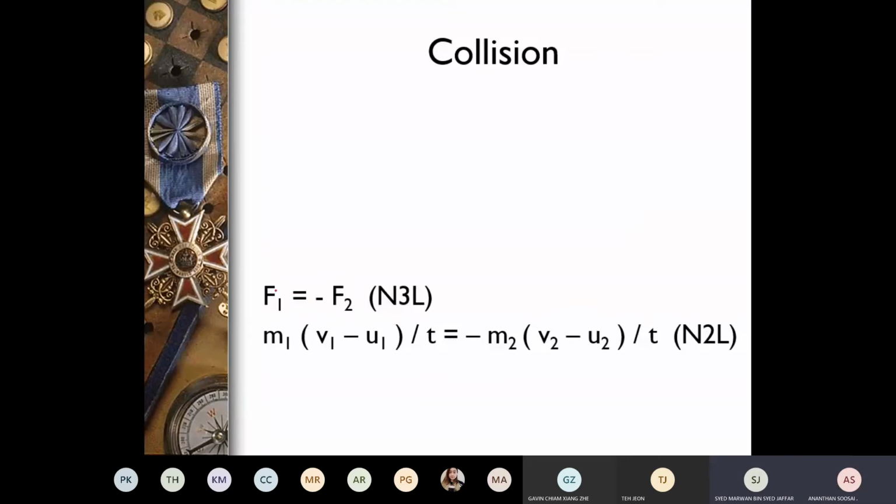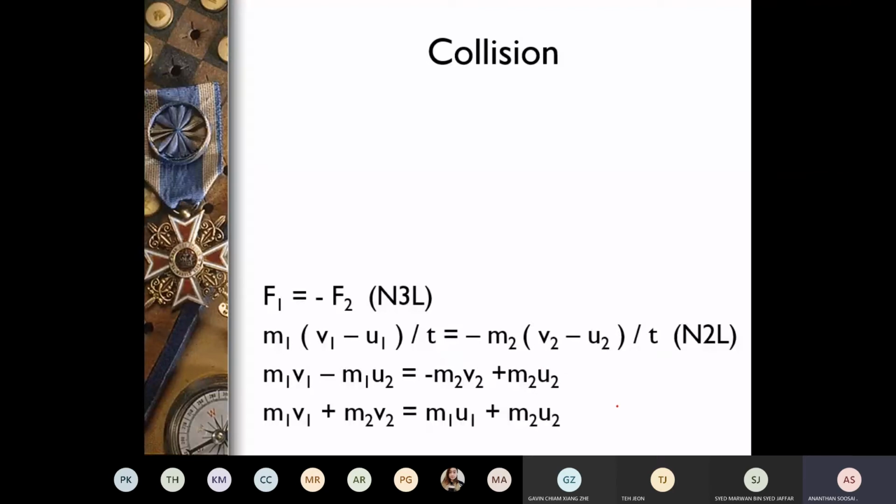F1 is M1 V1 minus M1 U1 over t, because F1 is the rate of change of momentum of the first body. The second body is negative M2 V2 minus M2 U2 over t. This is based on Newton's second law. The time of collision is the same for both of them, so time can be cancelled. Then you rearrange, and you get the momentum formula.